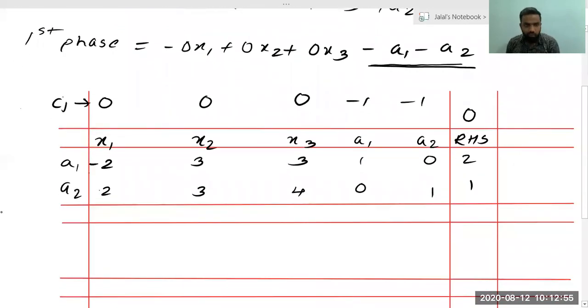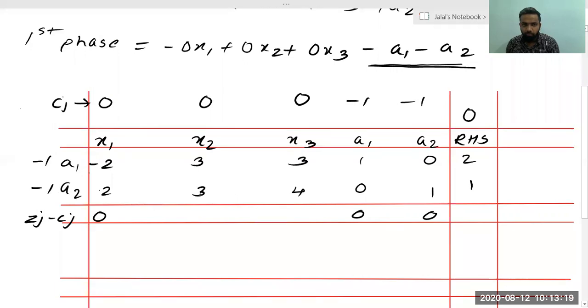Now what do we need to find? We need to find Zj minus Cj. So for Zj minus Cj, this will be 0. This will be 0. We already know. And this is minus 1. This is minus 1. Just look at the thing that I am doing. This is minus 2 into minus 1 is 2. 2 minus 2 is 0. Right? 0 minus 0 is 0.